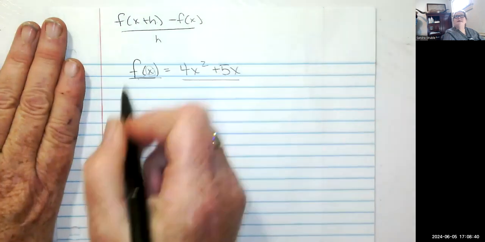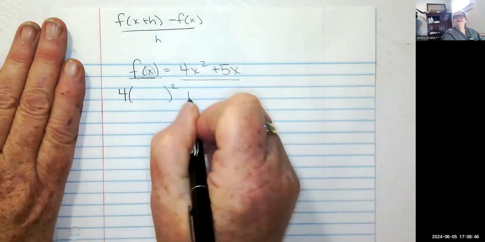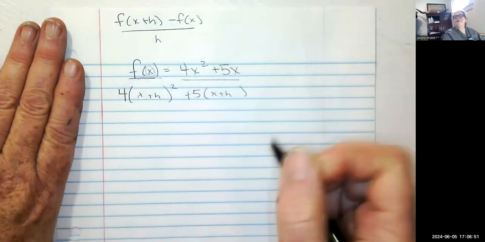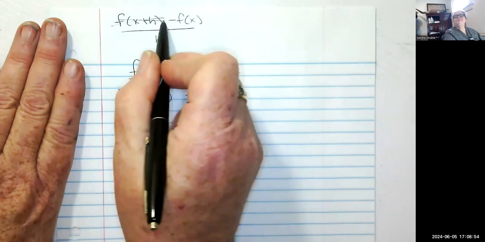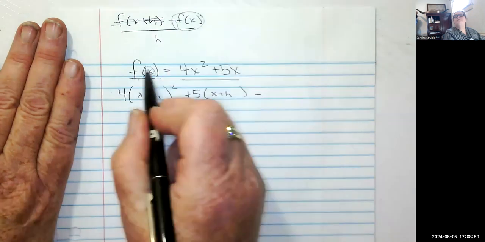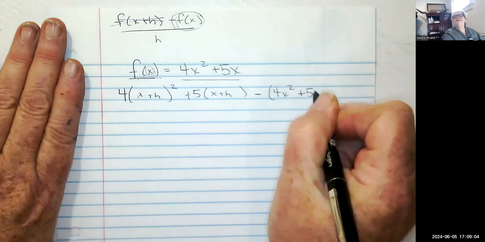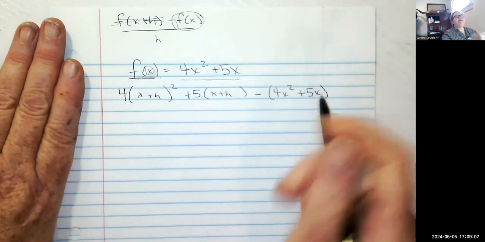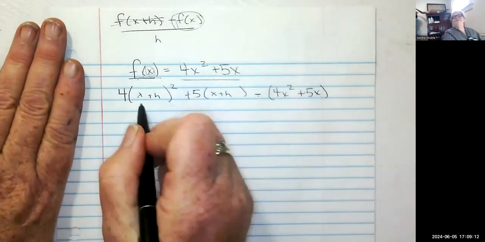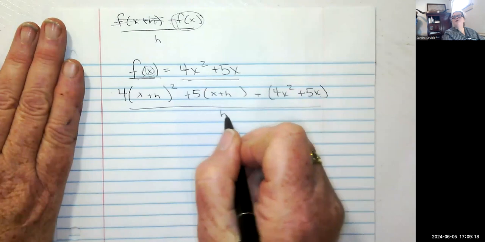I'm going to do f of x plus h. So that's just 4. And then everywhere there's an x, I'm going to plug in x plus h. Okay, there's that part. So that takes care of this piece. Now I've got to subtract the original function, f of x. And the original function is 4x squared plus 5x. You have to put it in parentheses because, gosh darn it, I know everyone tries to skip steps, but you're going to forget to distribute it. And then this whole thing is divided by h.